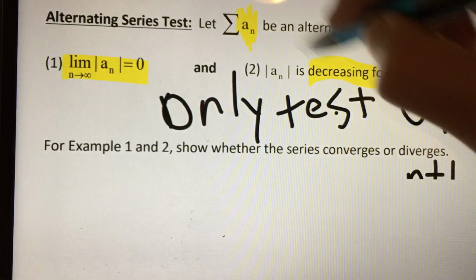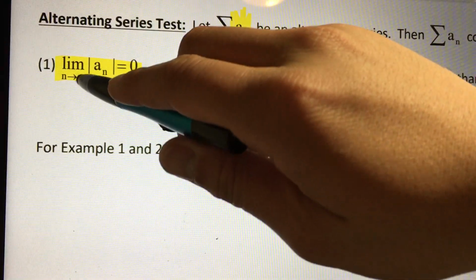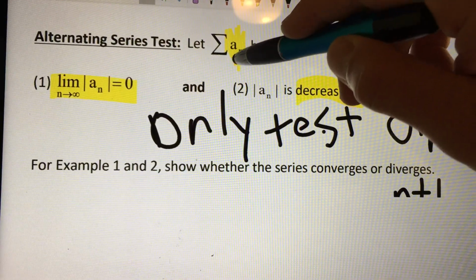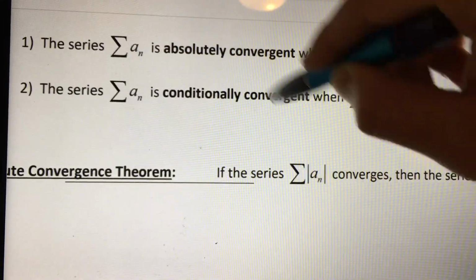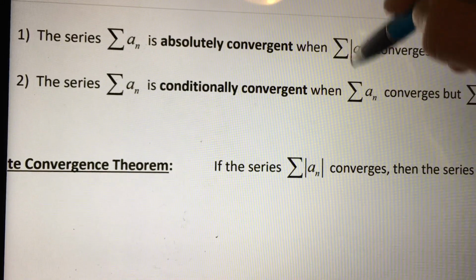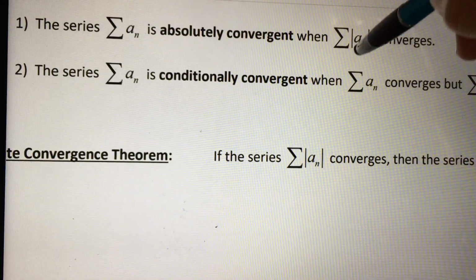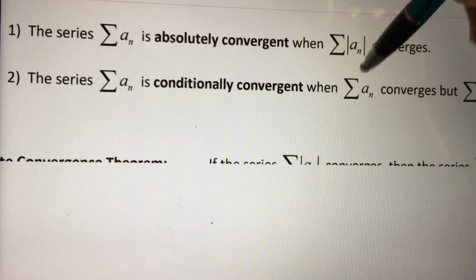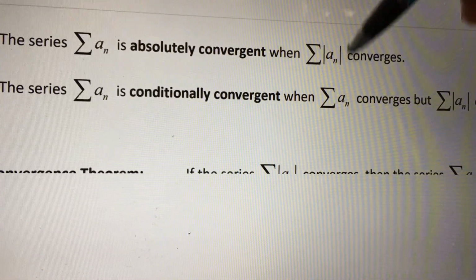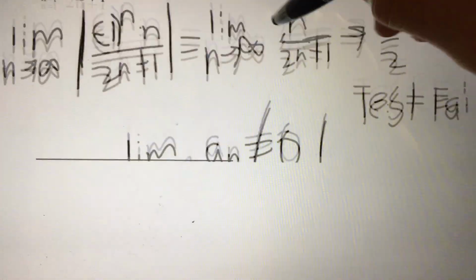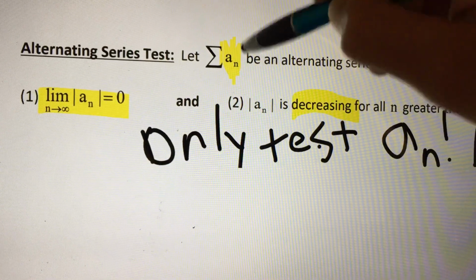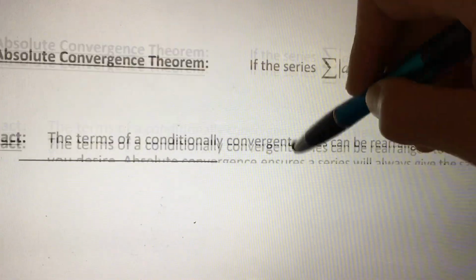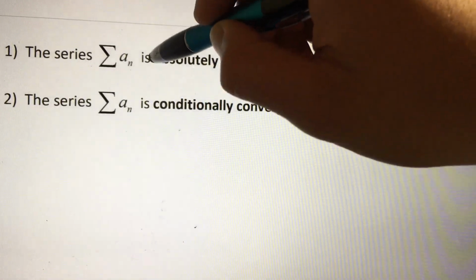Now, when we do these checklists, this limit right here, you're taking the absolute value of this and putting this inside absolute values. This does not mean its absolute value. As you can see right here, we know the series absolutely converges when the series in absolute value converges, which means you have to take the series, make it absolute value, and then you have to do a different test. Because when you use the alternating series test, you're only testing for regular a sub n, not the absolute value a sub n. So we highlight this so we know.